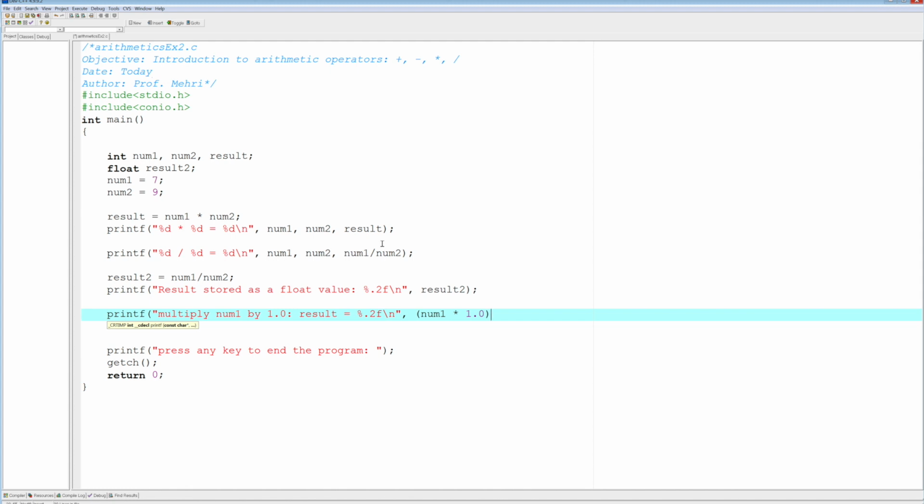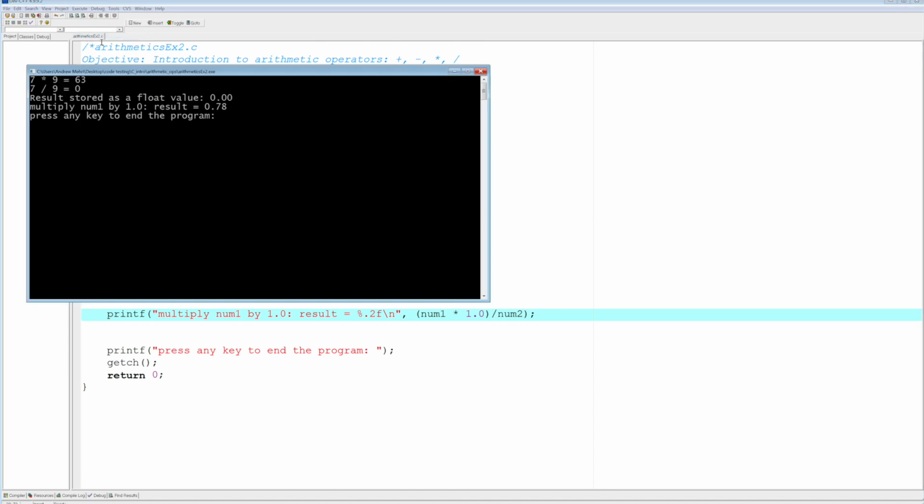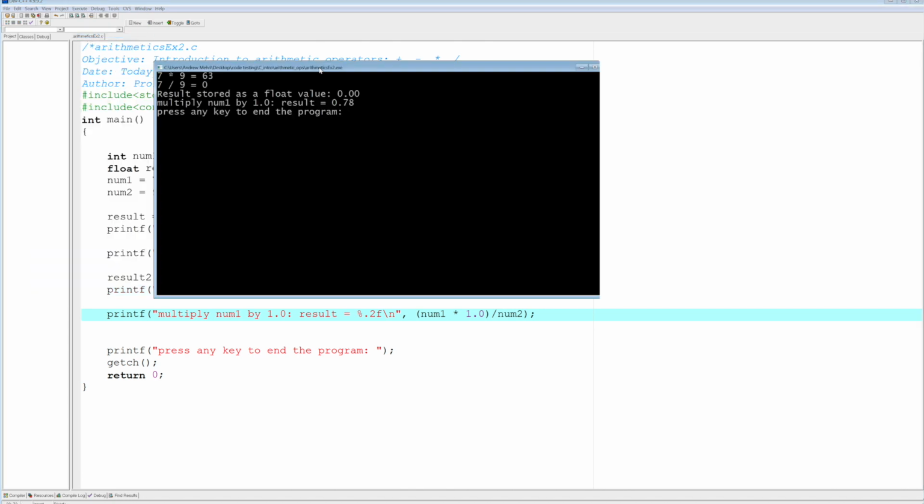Num1 happens to be 7, so now it's 7.0. The result of that multiplication is divided by num2. You can leave the denominator as an integer. Num1 in this case did not change. It's still an integer. But the numerator for this division is now a float value. You divide a float by an integer, you're going to get a float. So now we're going to get a result that is close enough, compile and run, to what we want, 0.78.